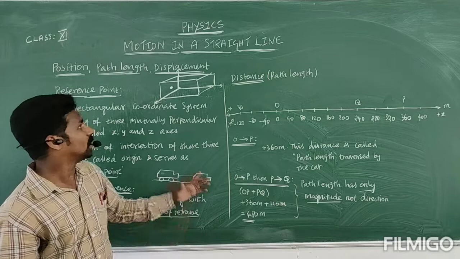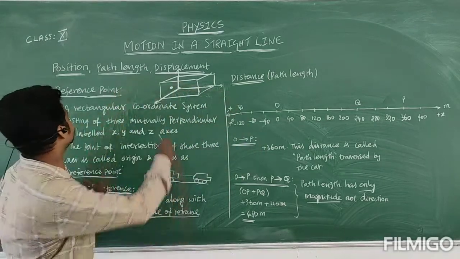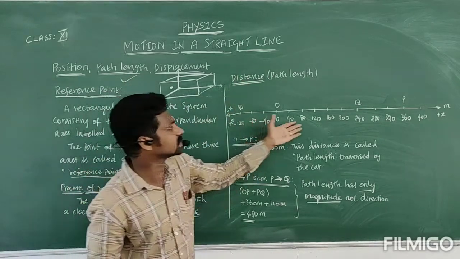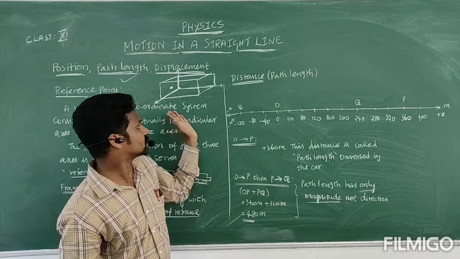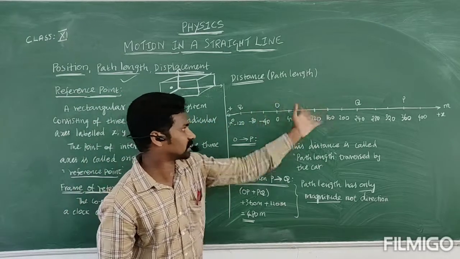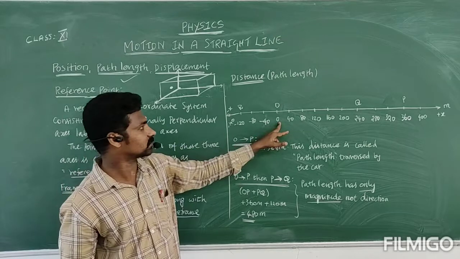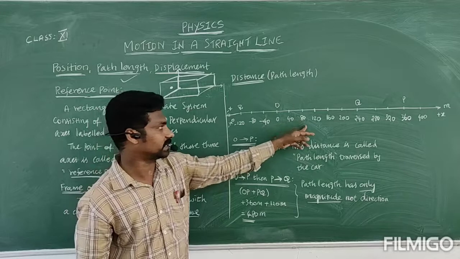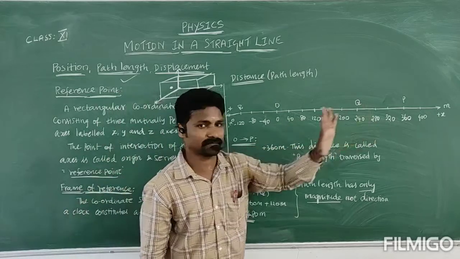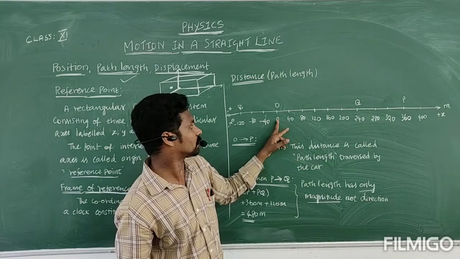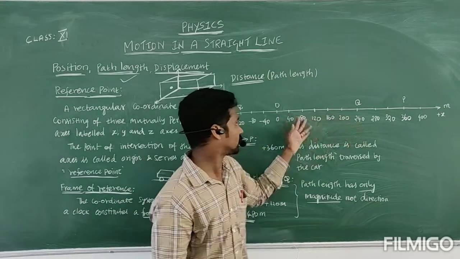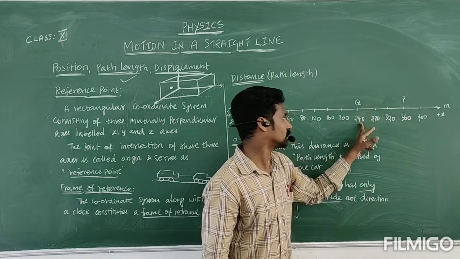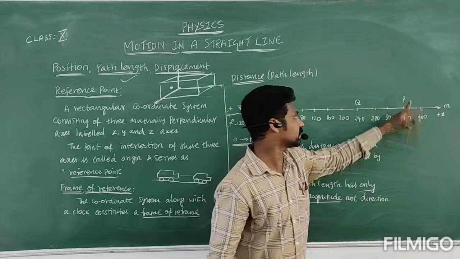Now let's come to the first point, that is the path length. Path length is nothing but distance only. By using a simple example, let's take a car that travels from the origin. For explanation purposes I write in meters: 0, 40 and 80. Each division I mention as 40. Here the 0 point is here, then after that I increase by 40. Then 240 here, which I mention by Q, and then 360 I mention by P.